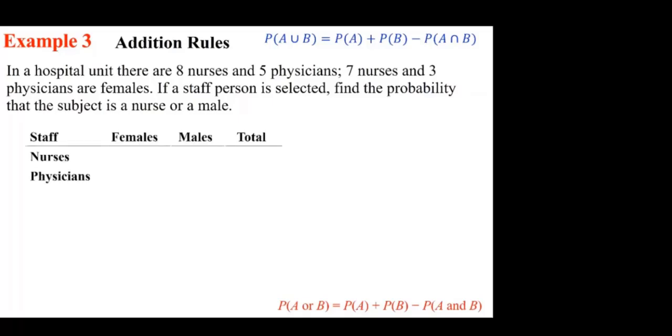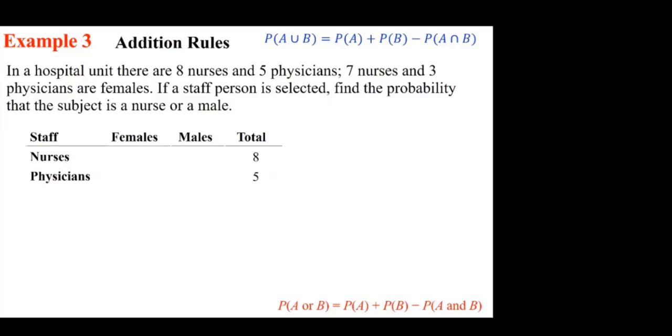So first we have the stats, and this is a contingency table: males, females, and nurses, physicians, and we put in the given information. In a hospital unit, there are 8 nurses. So right in front of the nurses, under the total column, we put 8, and then there are 5 physicians. So that's how it goes, 8 and 5. You put in those numbers as you get them.